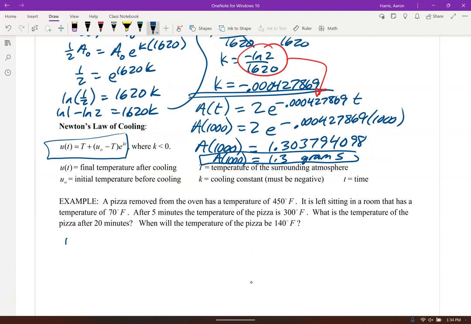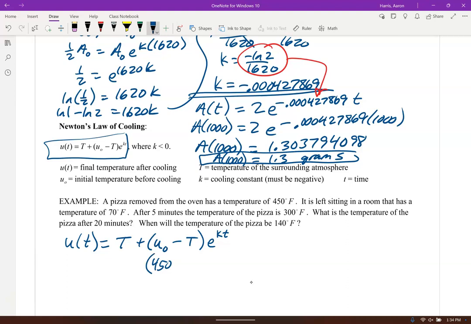Let's do the scenario here. Capital T is the temperature of the surrounding medium. U sub 0 is the initial temperature right out of the oven, or whatever the initial temperature is. K is how fast it cools off. T is our time. So this one says a pizza is removed from the oven and it has a temperature of 450 degrees. That's the 450 right there. That's our U sub 0.